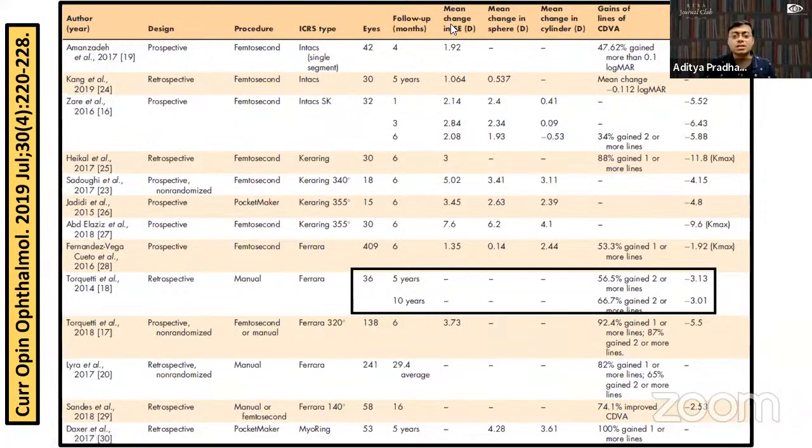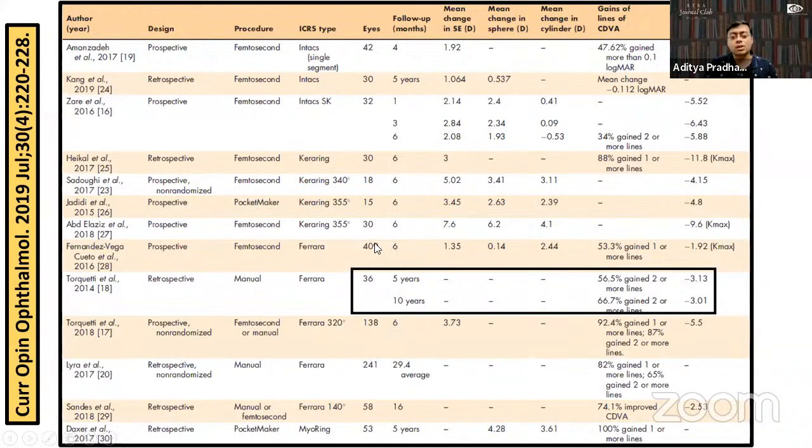However, these vital parameters were not studied in their publication. The only parameter mentioned was how many lines of corrected distance visual acuity were gained. In the 5-year follow-up, 56.5% of the patients in their group gained 2 or more lines. Over 10 years, 66.7% gained 2 or more lines in their publication.